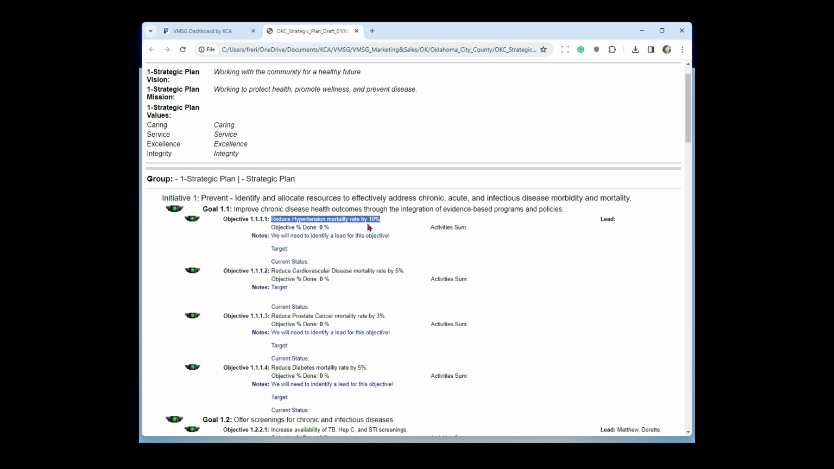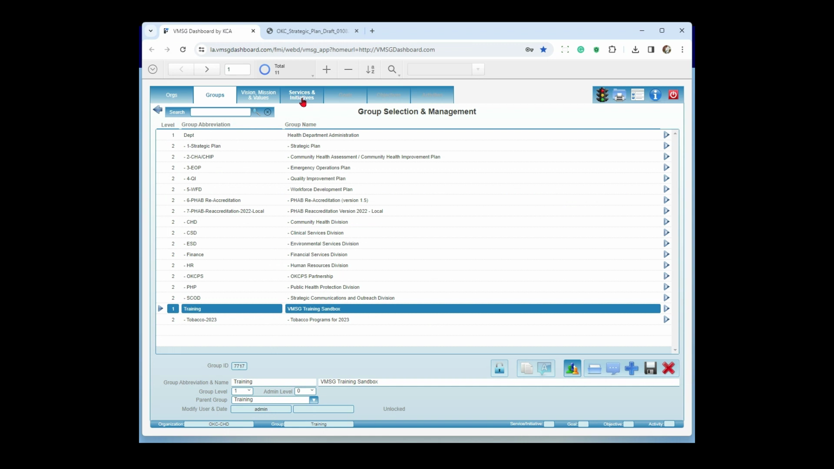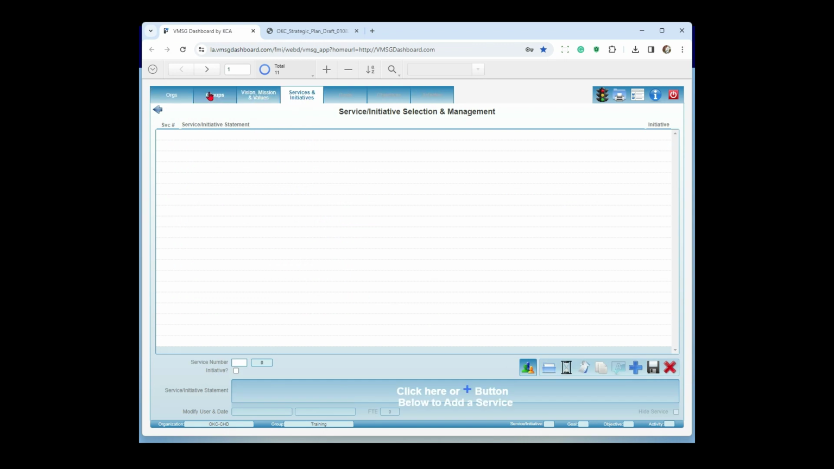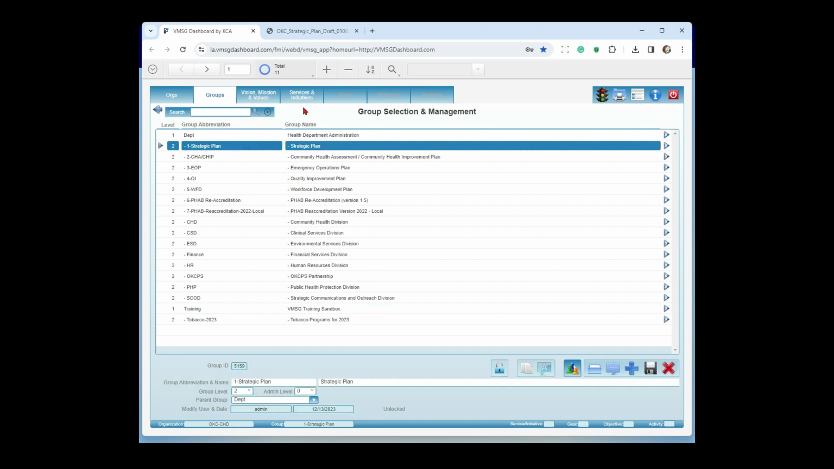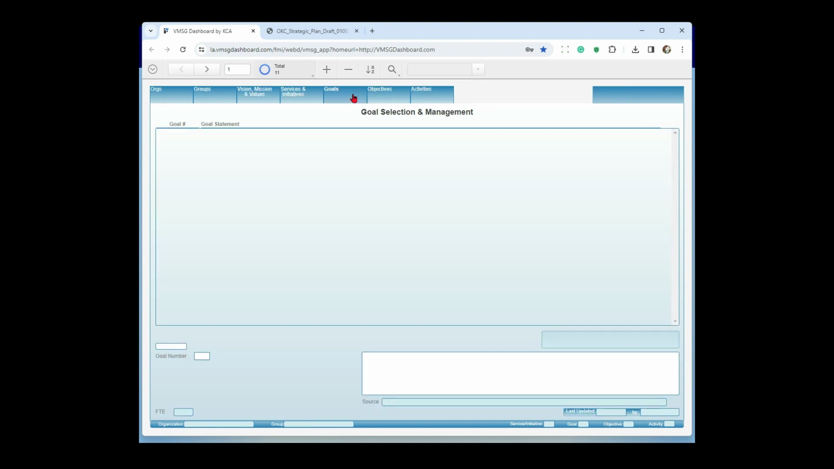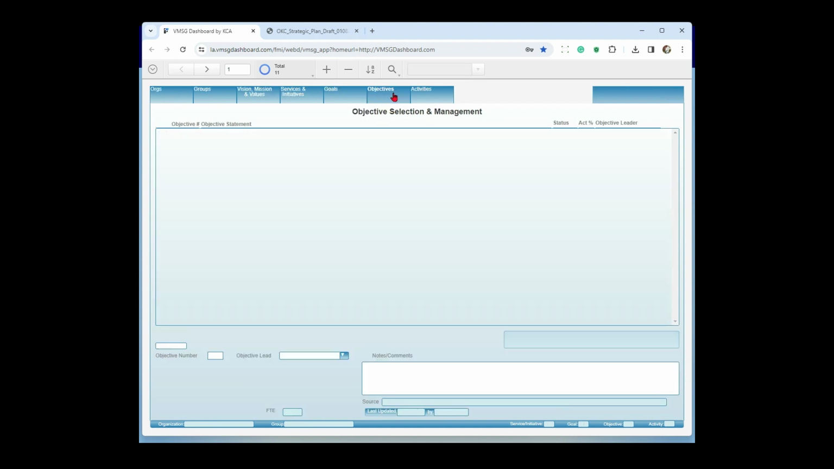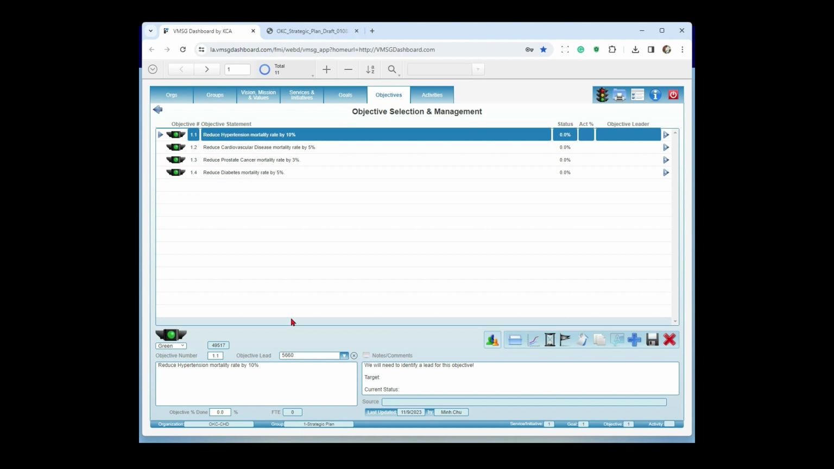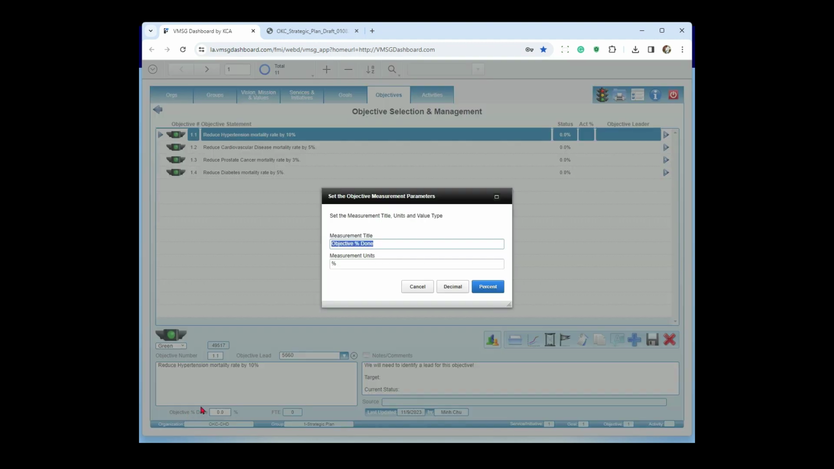And then you can actually go down and change the, let's go back into the plan itself here. So we're on initiative 1. Oops, let's get to the right group here. Goal 1, objective, reduce the hypertension mortality rate. So what you're going to want to do down here is put in, oops, if I get my fingers on the keyboard right, and I don't hit the caps lock.